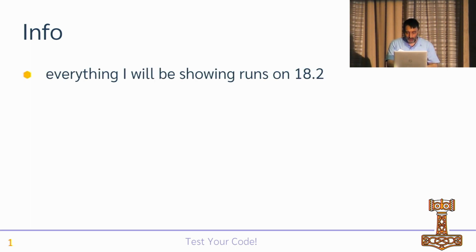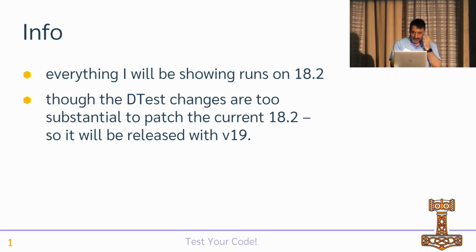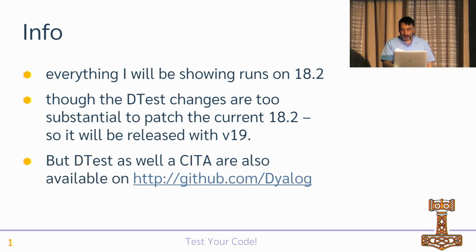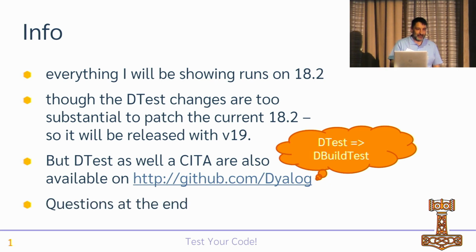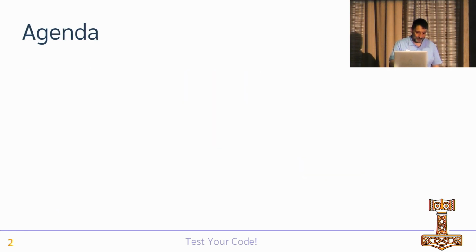Everything that I will be showing runs on 18.2, but there are some new features in DTest, a user command that you may know or may not know, which will be released with version 19. But it can also be downloaded from the public repositories. You just need to know that DTest is in the dbuild test repository. And I will hopefully be able to take further questions at the end.